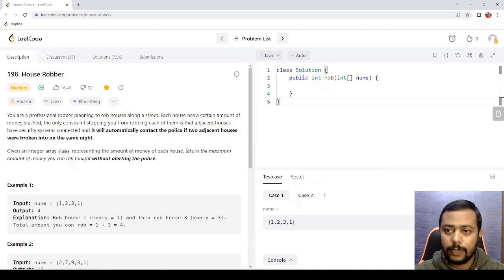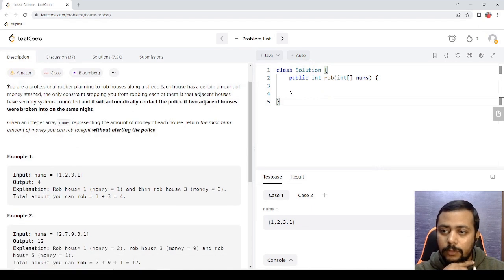Hello everyone. So today we are going to see a new dynamic programming problem, which is the house robber problem from Leetcode. So let's jump to the problem statement and try to understand what they are saying. So they are saying you are a professional robber planning to rob houses along a street. Each house has a certain amount of money stashed.